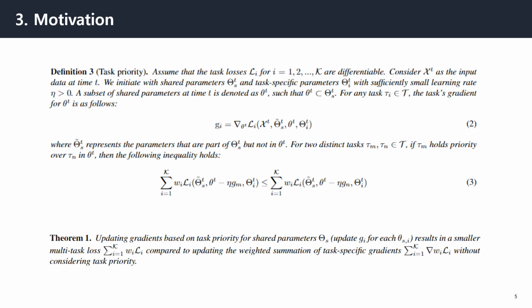N in theta. Our main theoretical analysis demonstrates that incorporating task priority in the optimization process leads to better performance than when this information is not used. For detailed proof and further explanation, please refer to our paper.